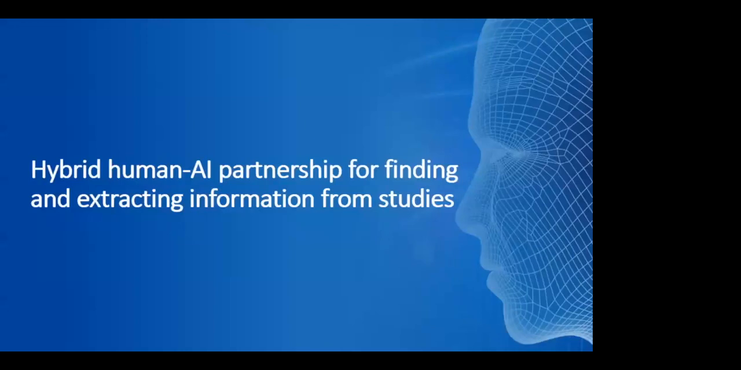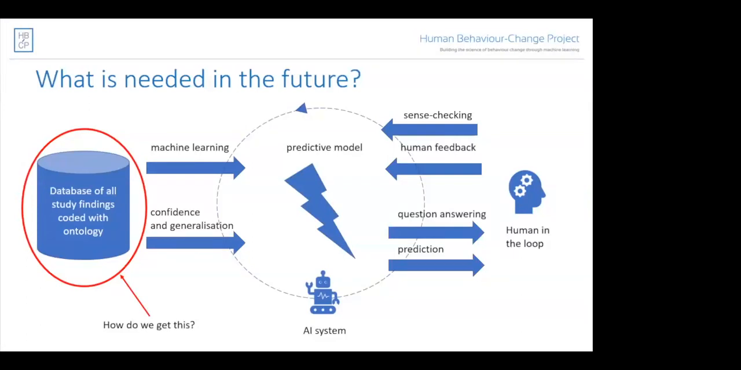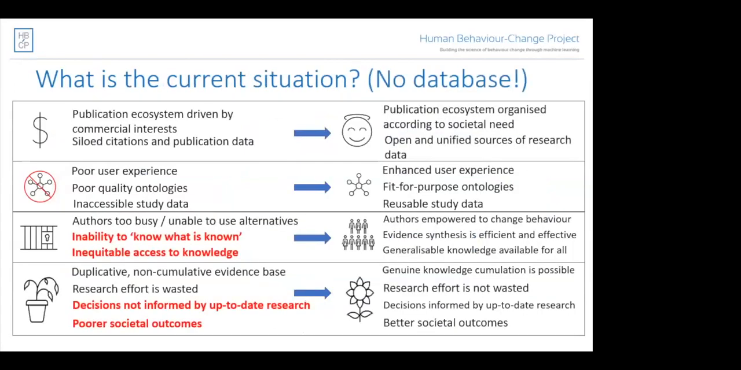Thanks, Jenna. I'm going to talk now about a hybrid human-AI partnership for finding and extracting information from studies. And I'm going to pick up where Jenna left off around what is needed in the future. Jenna articulated this vision of having a predictive model which is able, with humans in the loop, to answer questions. What it's based on, on the left here, is a database of all study findings coded with ontologies. That sounds wonderful in theory, but how do we actually get this?